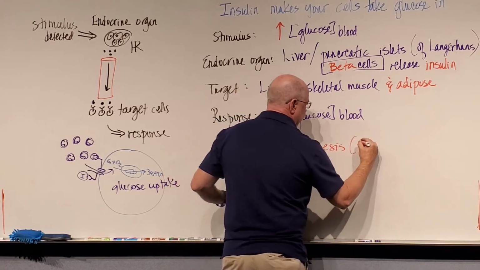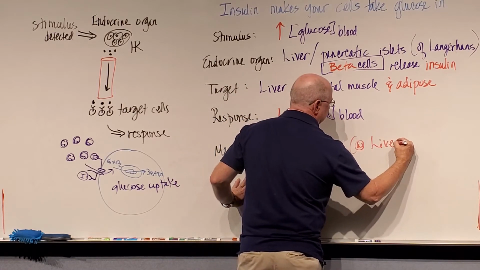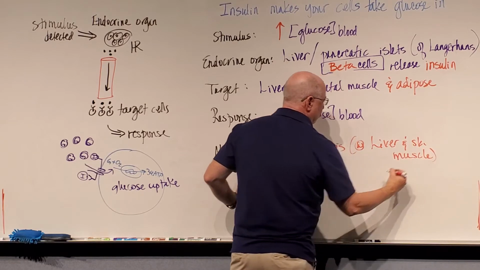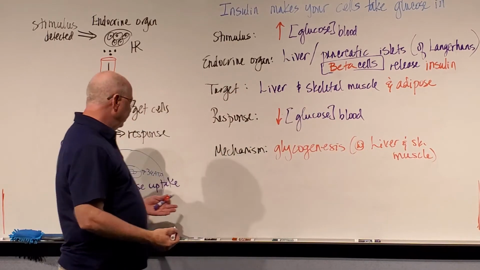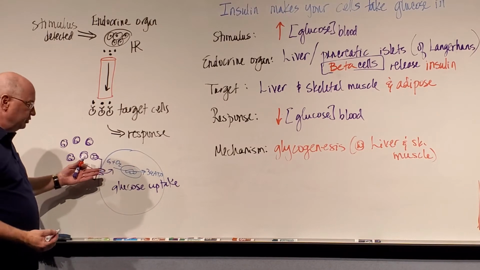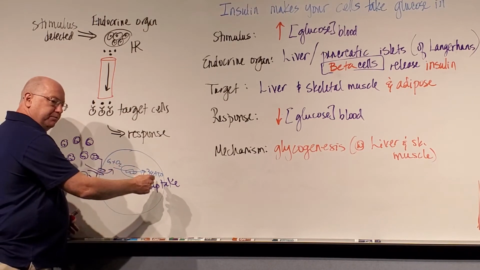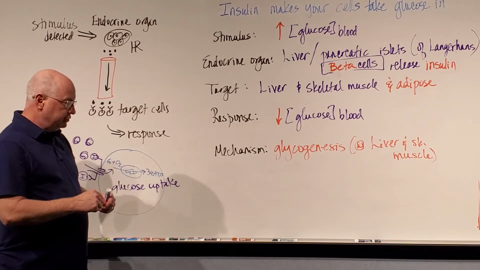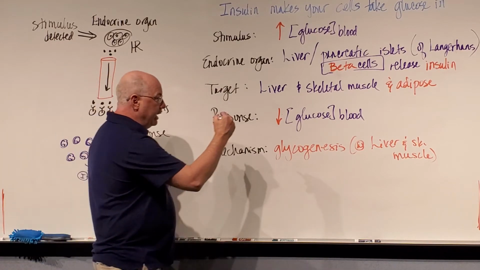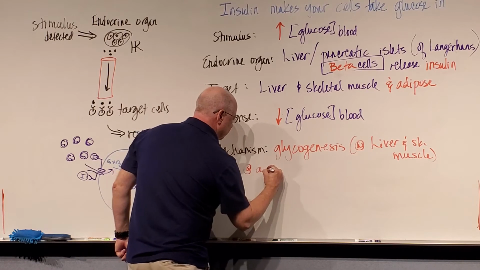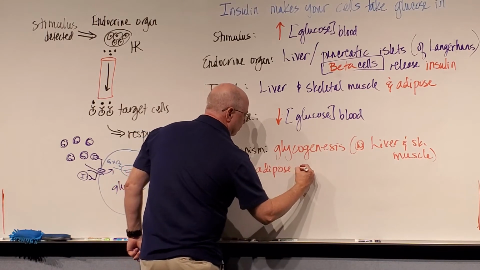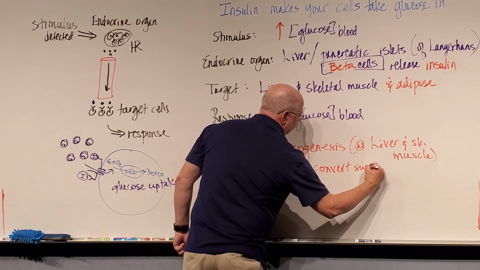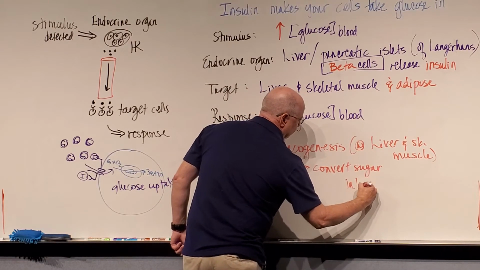glycogenesis. This is at liver and skeletal muscle. We're going to convert glucose into glycogen. We're going to take it into our liver cells and our skeletal muscle cells. And if we don't need to burn it all, we'll just convert it to glycogen and store it in our sugar bank, so to speak. And at adipose tissue, we can convert sugar into fat.